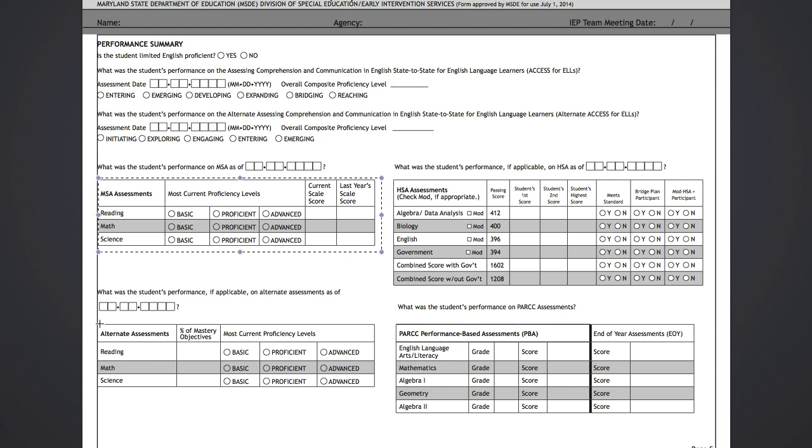If they've participated in the Alt MSA, which is our alternate assessment here in Maryland, you will also see their performance related to the percentage of mastery for their mastery objectives and whether or not they've earned basic, proficient, or advanced in each of those tested areas as well. And also you'll see for future years an indication of how students have performed on the performance-based assessments for PARCC, as well as the end of the year assessments that are part of the PARCC assessment series.